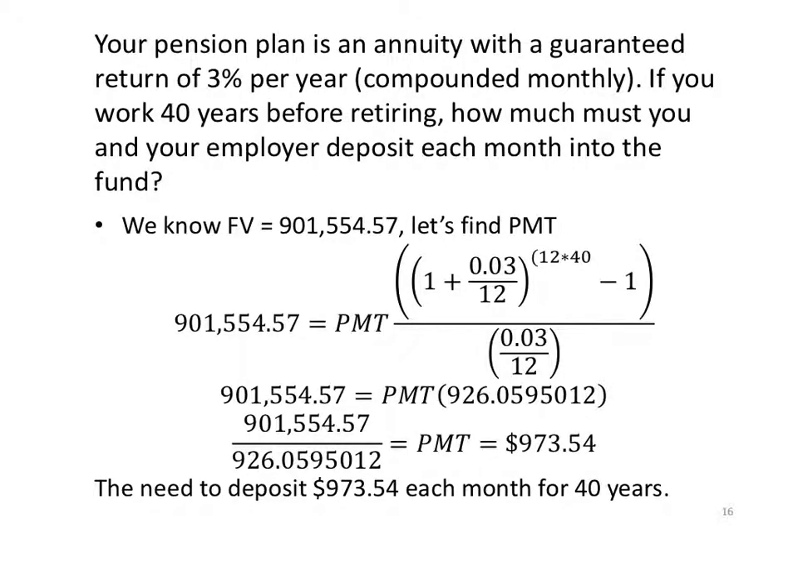Now, I know that I'm going to work for 40 years before retiring. I have no idea how much I need to put in the account, along with my employer, in order to make that $901,000 happen. So let's find the amount of that payment. Looks like I'm really good at forgetting parentheses. Let's throw in another one there. We know our future value. We know our years, we know monthly, we know 3%, we can find I, we can find N, we have a future value, let's find the payment.